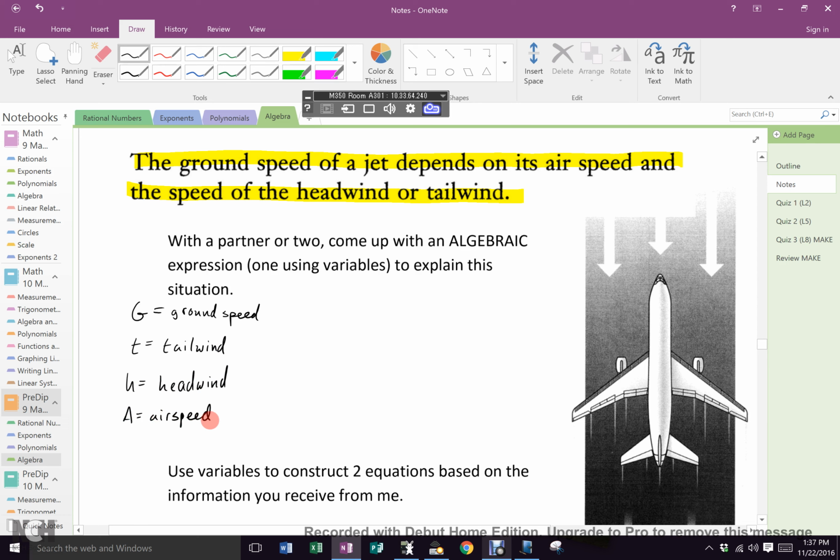And then we did G equals A, which is the speed, and then minus H because headwind pushes back, and then plus T because tailwind. Are we happy with that? Does anybody have something different?